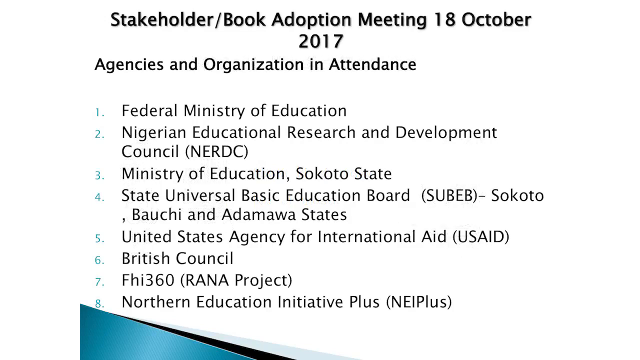Now, after our field testing, we reviewed our materials. As I said, our main focus of review was illustration. So after the review, we produced our first batch of all 200 books, and we called a stakeholder meeting to adopt the books. And that was held on the 18th of October. We had the following agencies in attendance. The highest body in charge of education in Nigeria sent a representative.